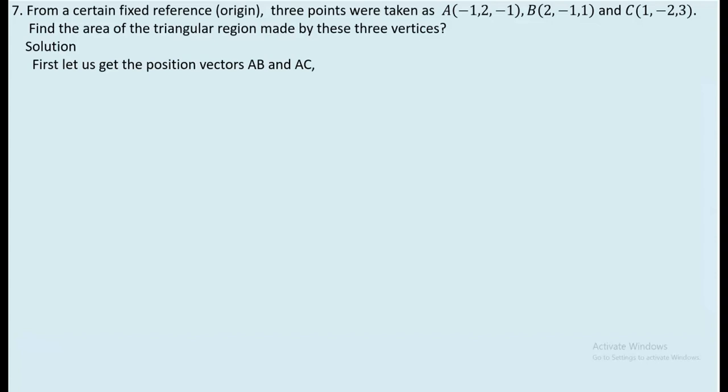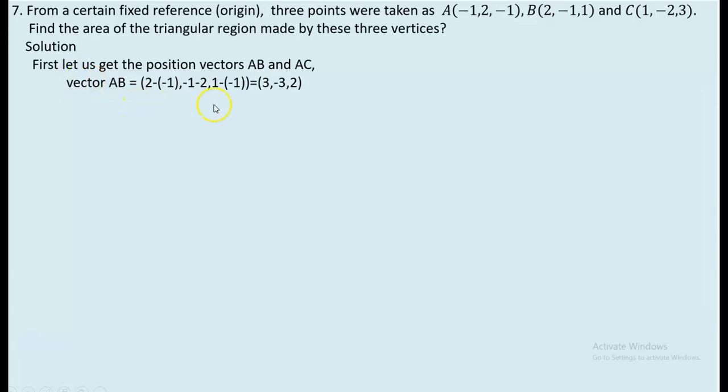So first we have to determine these 2 vectors, vector AB and vector AC. So vector AB is obtained by deducting components of point A from B, and that is obtained as you see like this.